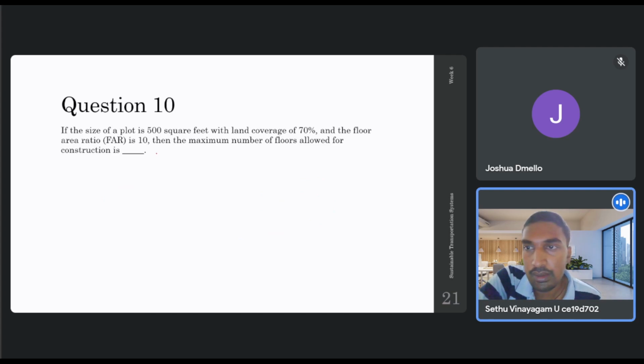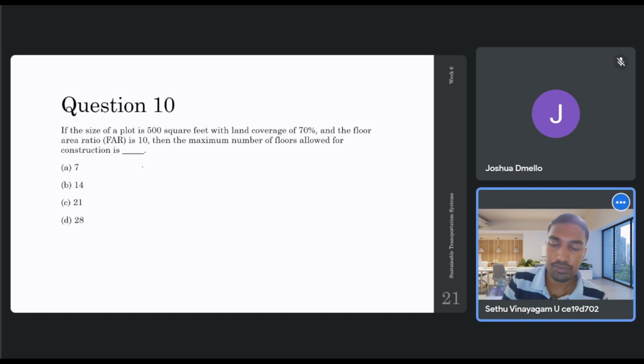Okay, question number 10: if the size of a plot is 500 square feet with land coverage of 70% and the floor area ratio, FAR, is 10, then the maximum number of floors allowed for construction is dash. The options are 7, 14, 21, and 28.